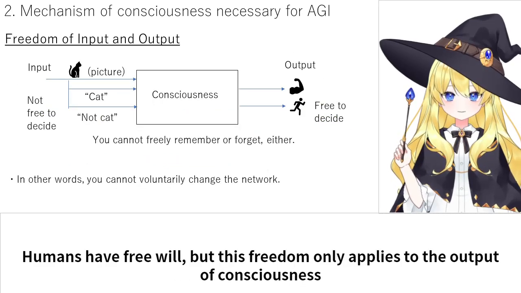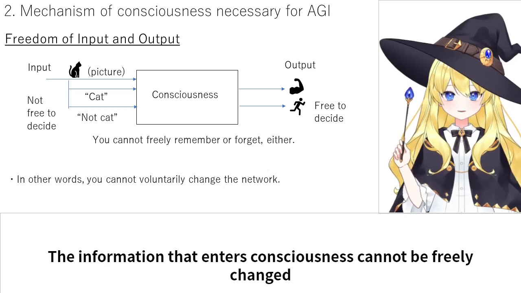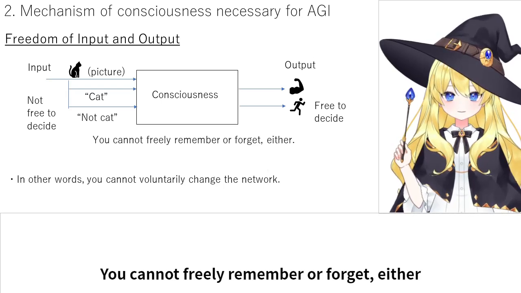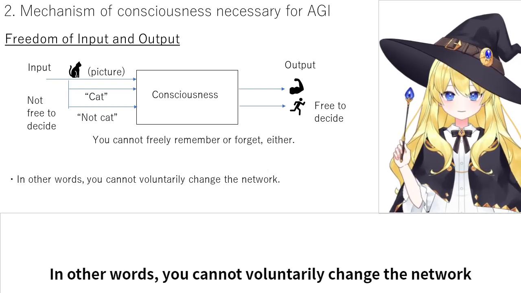Humans have free will, but this freedom only applies to the output of consciousness. The information that enters consciousness cannot be freely changed. For example, even if you see a cat, you cannot stop recognizing it as a cat. You cannot freely remember or forget, either. In other words, you cannot voluntarily change the network.